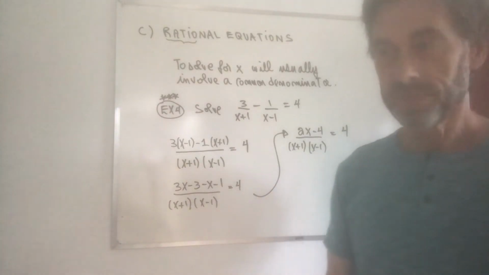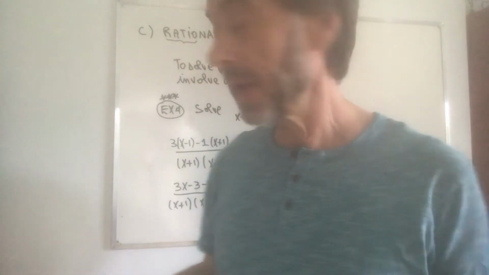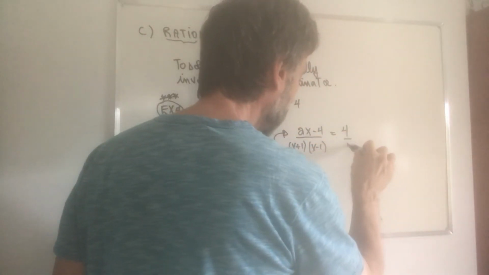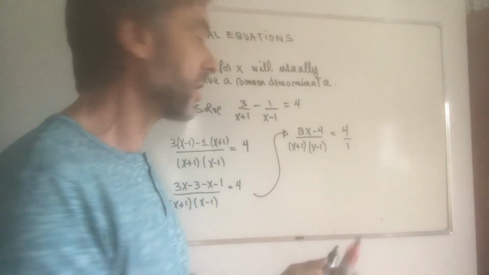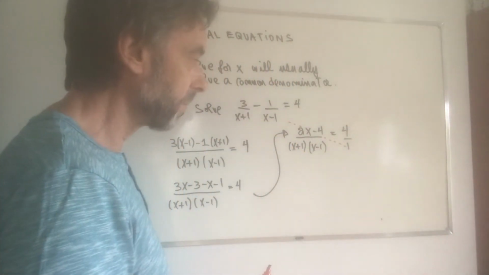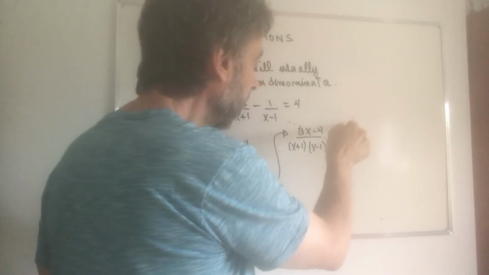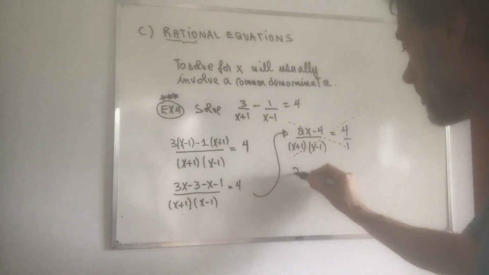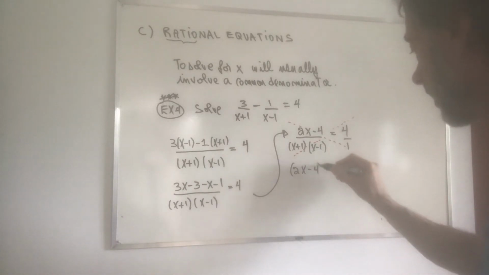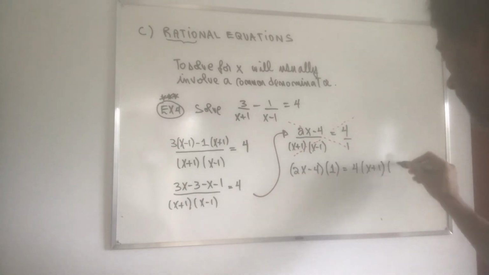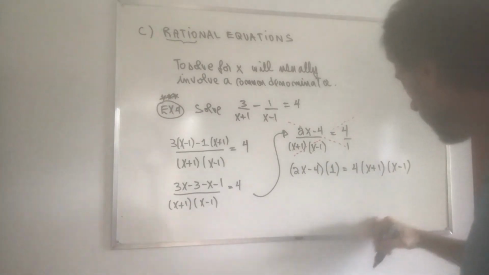Once you've reached that stage, the one thing that actually works like wonders is to keep in mind that 4 is the same as 4 over 1. Now I'm going to do something called cross multiplication. I'm going to multiply 2x minus 4 by 1, and the 4 will multiply (x plus 1)(x minus 1). Crisscross, cross multiply. So what I have here is (2x minus 4) times 1 equal to 4 times (x plus 1)(x minus 1). This is my new equation.